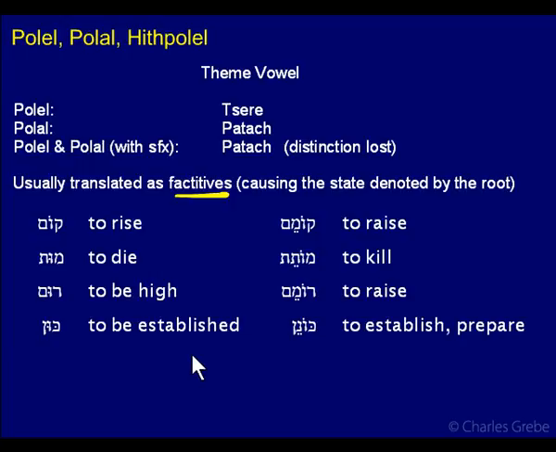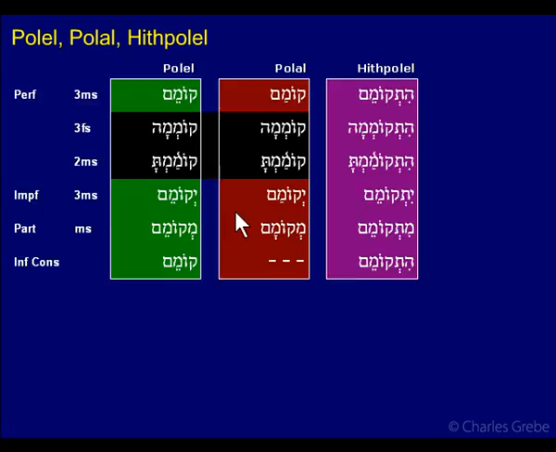Kun, to be established. Well, to cause to be established is to establish. So you have konein. So largely they're translated as factitives, which again is a way of translating PL verbs. So there's overlap there as well. Okay, so these ones here, the Polel Polal Hithpolel, there's 3 or 4 other sets of binyanim that are alternatives to this. And what I'm going to do in the next modules that deal with this is I'm going to show the polel, I'm going to use it as the base, and then compare all these other ones to that.